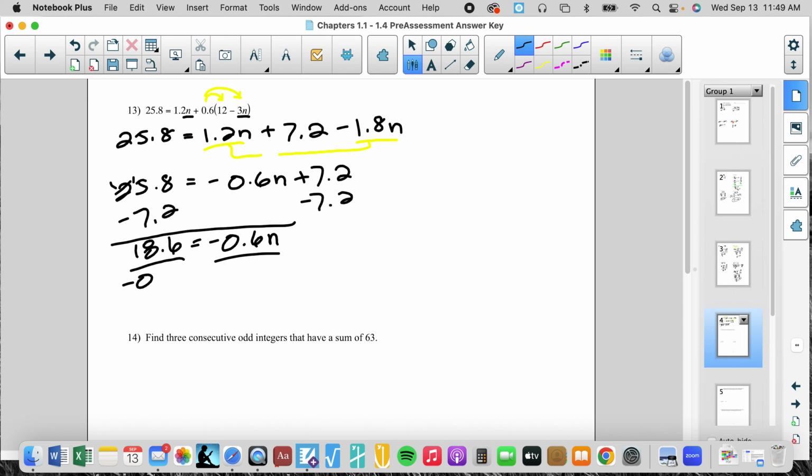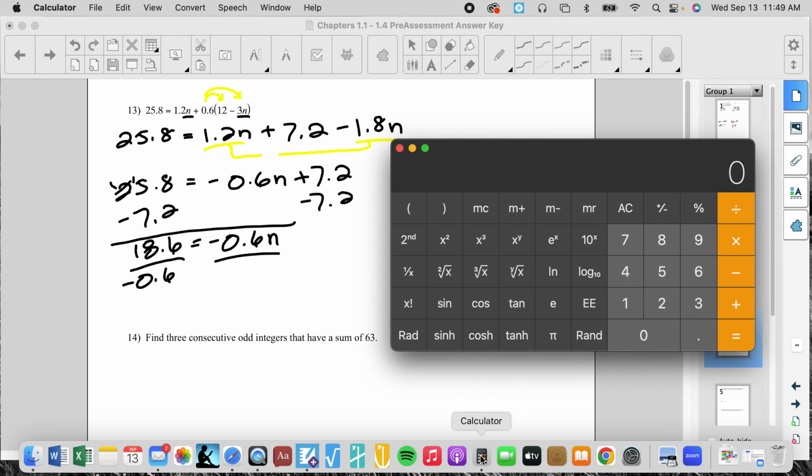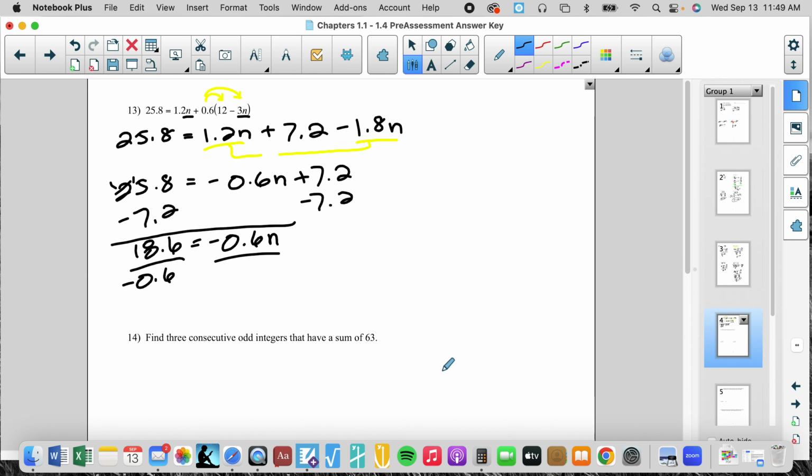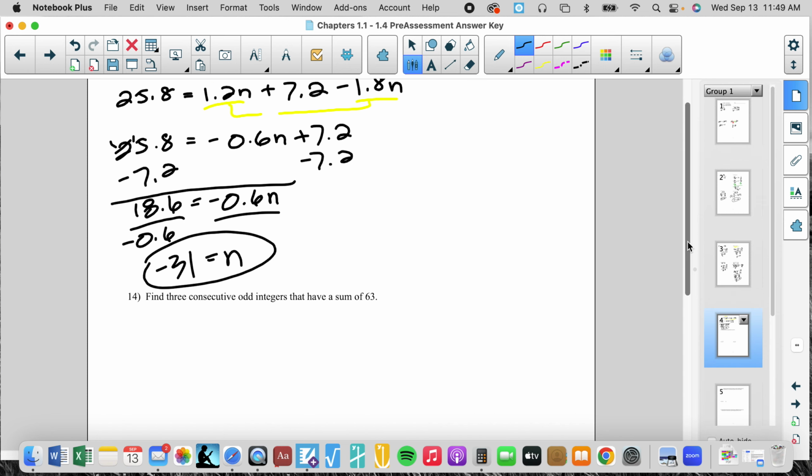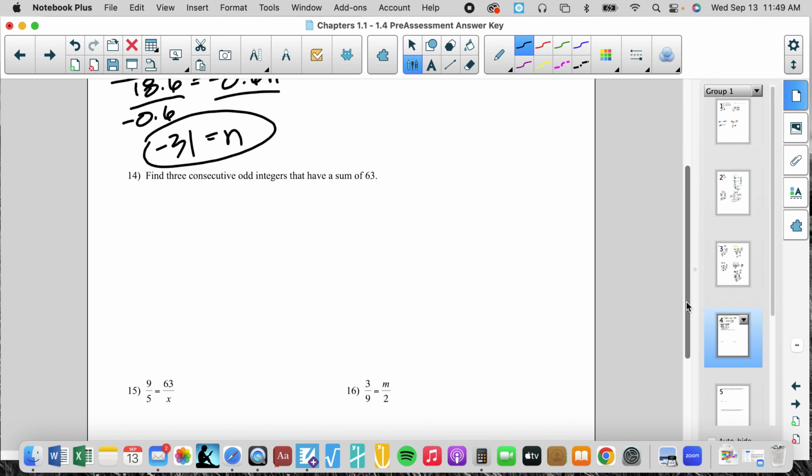Divide by negative 0.6. And, well, we're going to use the calculator. We shouldn't necessarily be afraid of using the calculator. 18.6 divided by negative 0.6 gives me negative 31. Negative 31 equals n. Now, if that was a repeating decimal or something, I may just keep it as a fraction and convert it to an acceptable fraction.